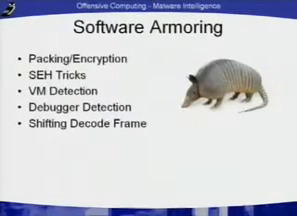Okay, so this is some background information on different techniques that software uses to protect itself from analysis. I'm going to run through a variety of techniques, with some manual demos, before we get into our new stuff. Some of the most common are packing and encryption, SEH tricks, virtual machine detection, debugger detection, and something called shifting decode frame. I'll go in depth into each one.